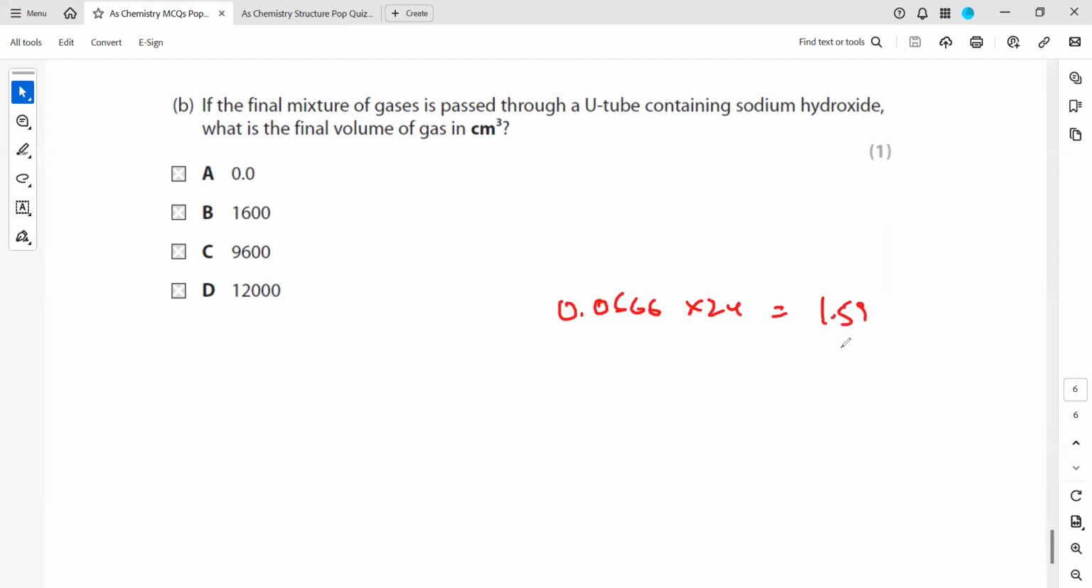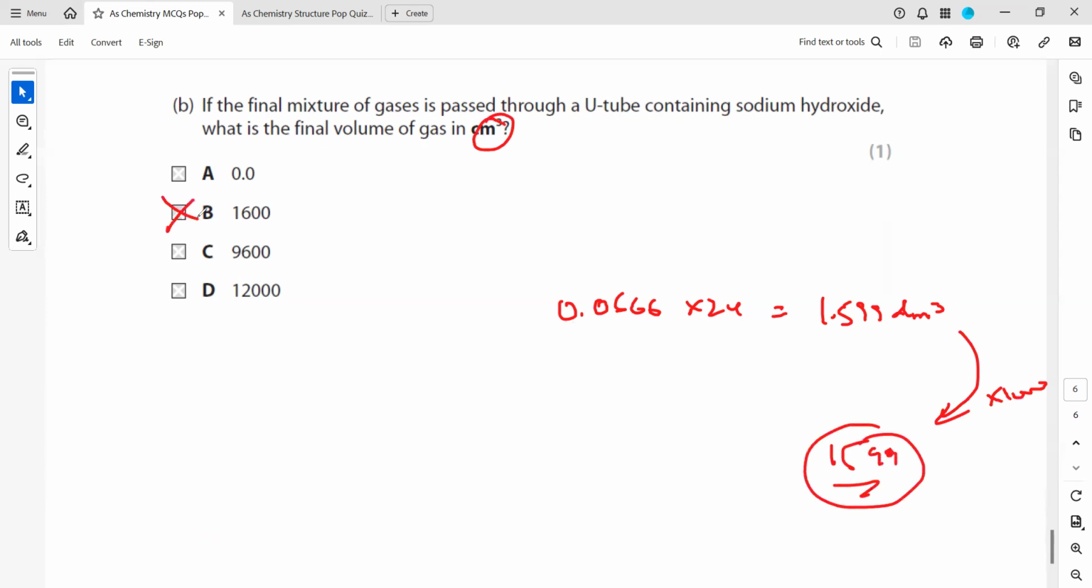1.599 dm cube. But we want the answer in cm cube, so if I multiply by 1000 to convert dm cube into cm cube, I'll get 1599, which is approximately 1600. The sodium hydroxide will absorb all the carbon dioxide as carbon dioxide is an acidic oxide. So we are left with the unreacted moles of oxygen, which were 0.0666 recurring. Is it clear?